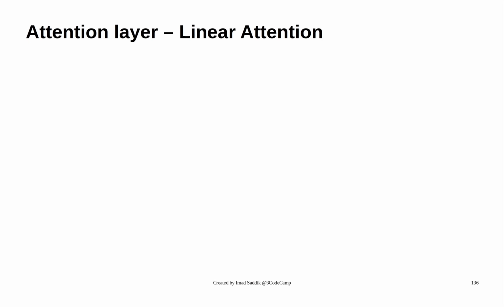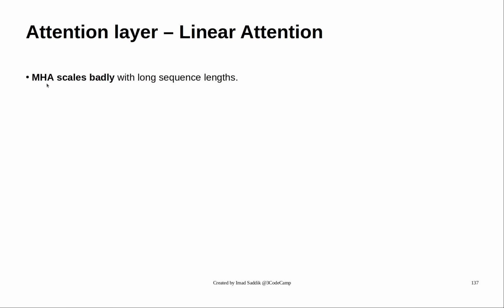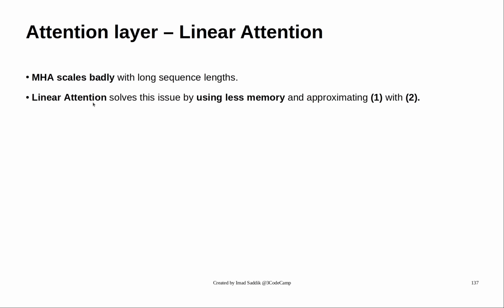Linear attention is the method that we are going to focus on now. Read the following papers if you want to understand this method deeply. Again, you can click on the images if you want to get a direct link to the papers. We know that multi-head attention scales badly with long sequences of text because of the O(n squared) complexity. Linear attention tries to solve this issue by using less memory in order to be efficient. How does it do that?